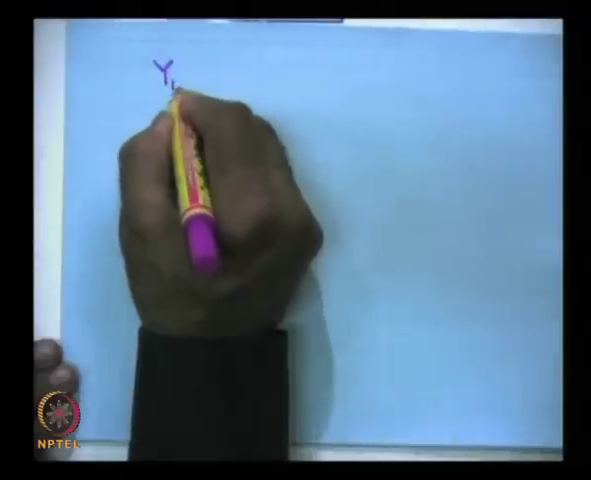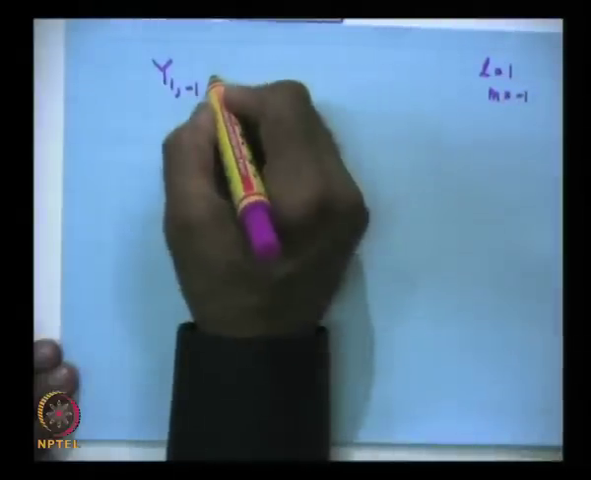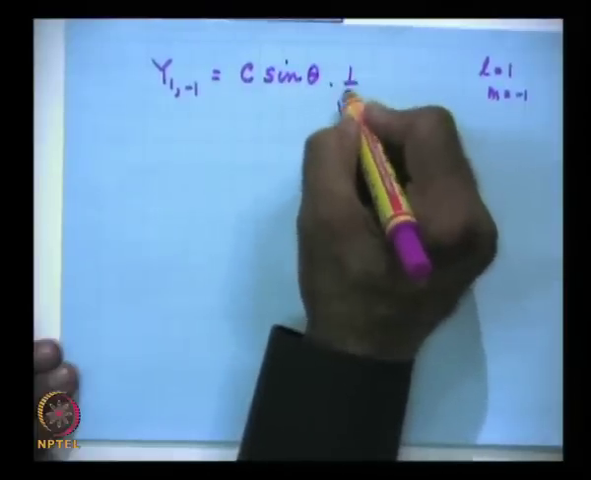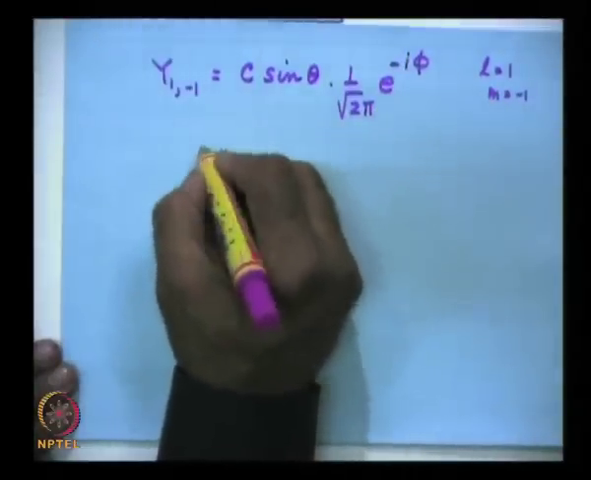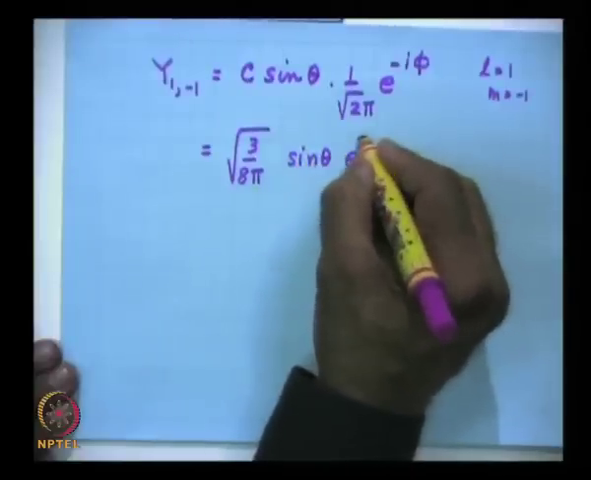I hope I have been able to tell you a very nice method for obtaining spherical harmonics without solving any differential equation. You tell me the value of L, you tell me the value of M, and just by doing a series of operator algebra, I can find out different spherical harmonics. As a simple example, you get Y_{1,-1}, that is L is 1 and M is minus 1. So, you have C times sin to the power of L theta, that is sin theta, times 1 over root 2 pi e to the power of minus i phi. You can immediately calculate the value of C and the final result is root of 3 by 8 pi sin theta e to the power of minus i phi.